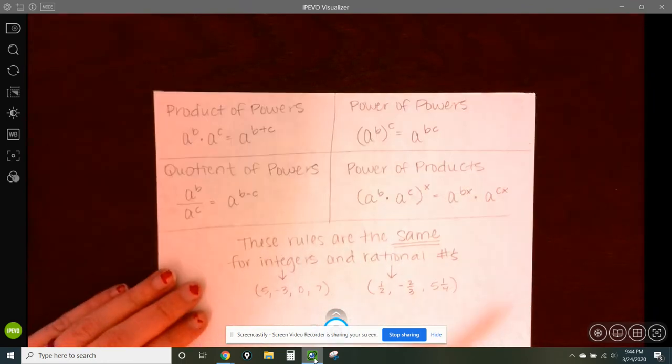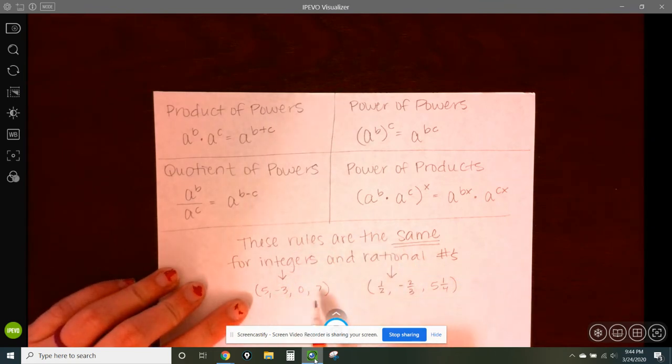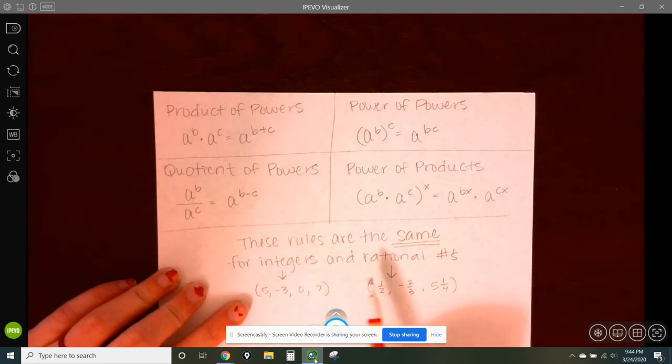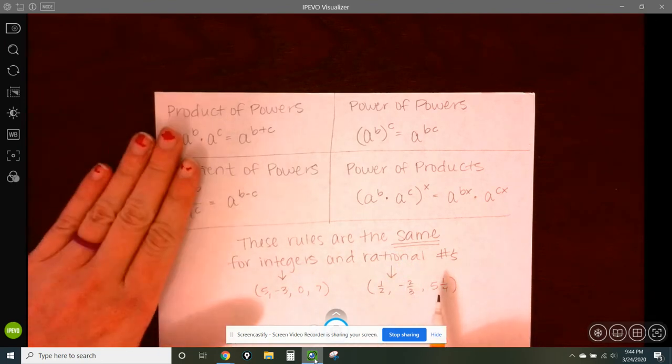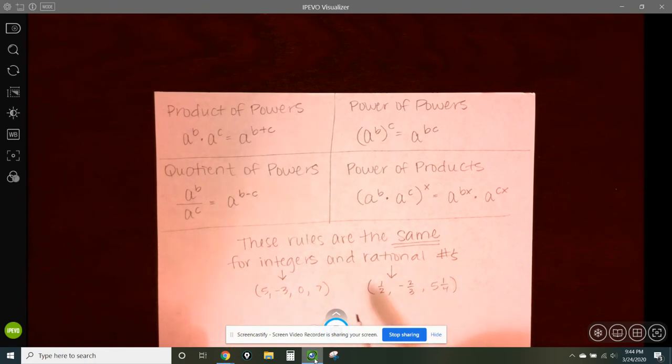Okay, so like I just said, these rules are the same for integers, which means just like regular old numbers, positives, negatives, and rational numbers, fractions, decimals. The rules are the same. The numbers may be different.